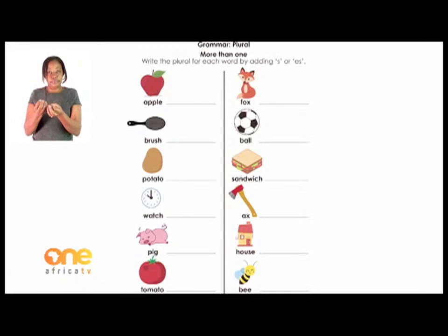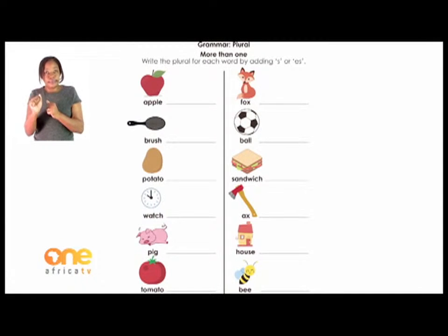What are plurals? A plural is when anything or something is more than one. If I have one sweet, that is not plural. But if I have two or more than two, then that is what we call plural because there are many. Now we are going to write the plural for each word by adding an S or an ES.